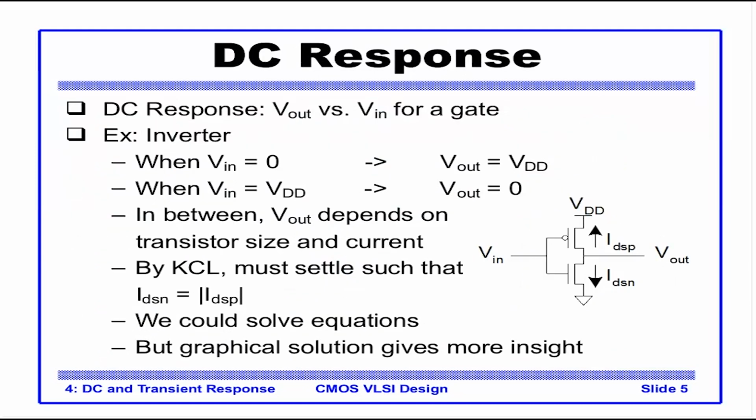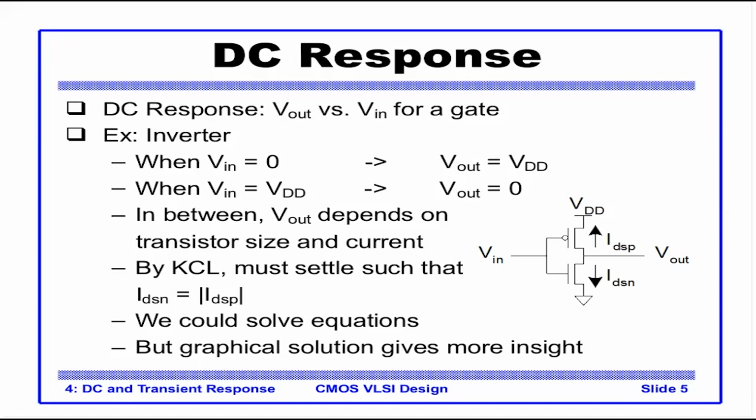So for DC response, we see how V out behaves. V out is the output voltage, V in is the input voltage. For the inverter, DC response is simply what happens to V out when V in is either static 0 or static 1. It's very simple. When V in is 0, V out is VDD. If V in is VDD, V out is 0. This is the functionality of an inverter.